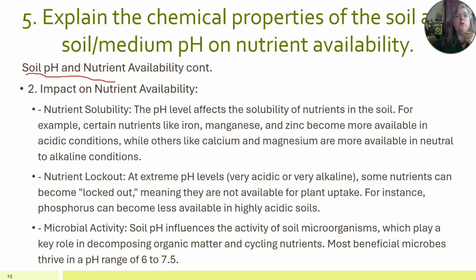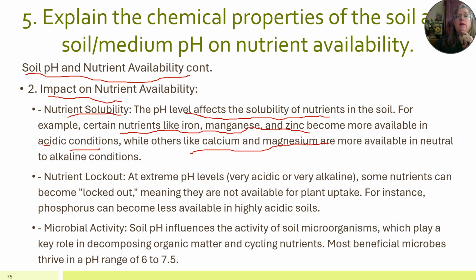So continuing with soil pH and nutrient availability, the impact on nutrient solubility, meaning how well it can dissolve in water. The pH level is going to affect the solubility of nutrients in the soil. For example, certain nutrients like iron, manganese, and zinc are going to become more available in acidic conditions, while others like calcium and magnesium are more available in neutral or alkaline conditions. So it depends on what nutrient you have, and whether it does better in more basic or more acid soils.